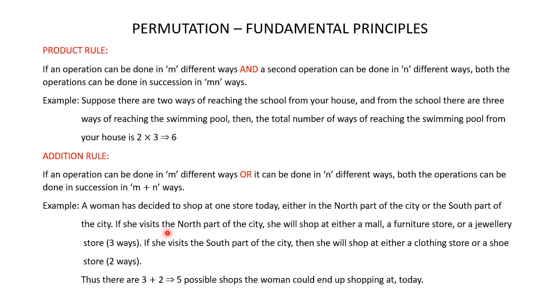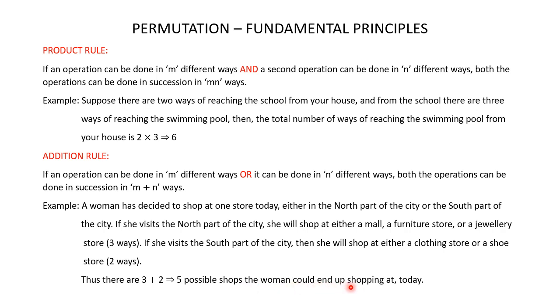If she visits the north part of the city, she will shop at either a mall, a furniture store, or a jewelry store. So there are three ways she can shop if she visits the north part of the city. Supposing she visits the south part of the city, then she will shop at either a clothing store or a shoe store. So there are two ways for her to shop if she visits the south part of the city.